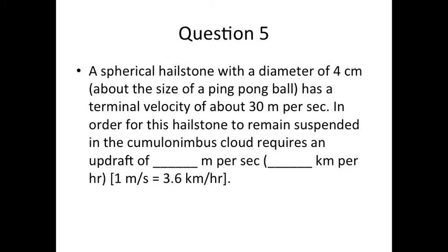Question 5. A spherical hailstone with a diameter of 4 centimeters, or about the size of a ping pong ball, has a terminal velocity of about 30 meters per second. In order for this hailstone to remain suspended in the cumulonimbus cloud, it requires an updraft of blank meters per second, or blank kilometers per hour. There's a conversion of 1 meter per second equals 3.6 kilometers per hour.